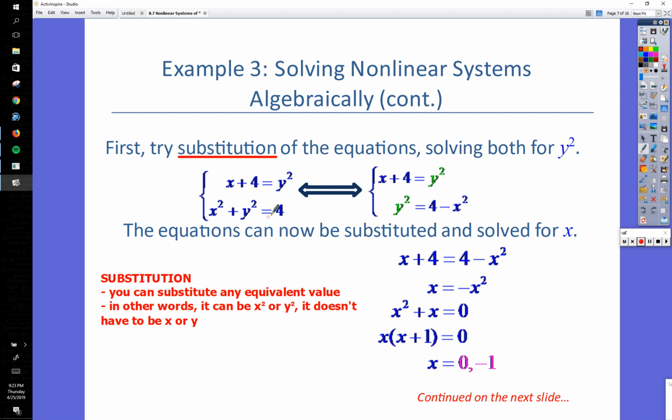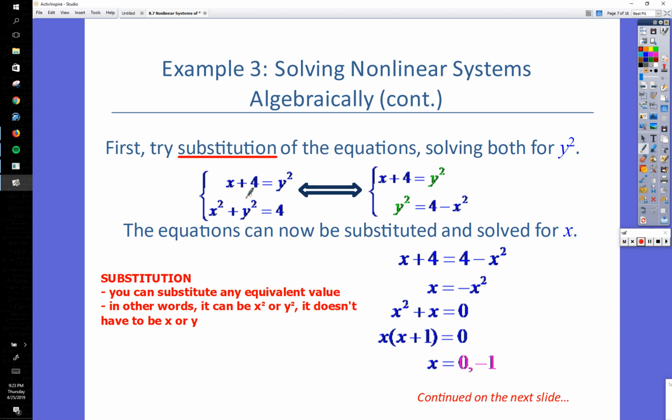It doesn't have to be just y. We can isolate, let's say, y squared. If you take a look here, y squared is already isolated. So I could substitute in x plus 4 down here for that y squared. That is a possibility. So you're not always having to substitute in for just x or just y. It could be substituting for y squared. So let me show you that real quick.